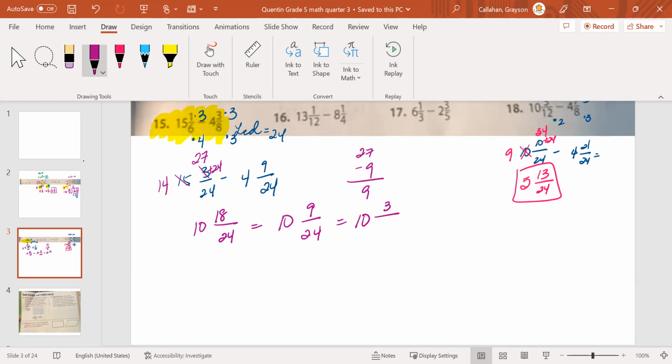So the bottom. No, hold on a second. 6 times 4 is 24. Yeah, the bottom is 24. The denominator is 24.